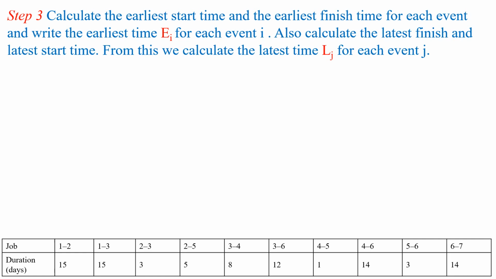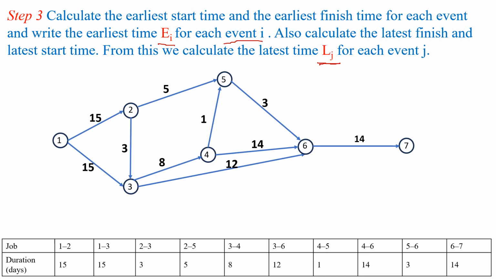Third step is to calculate the earliest start time and the earliest finish time for each event and represent the EI for each event I. Also I have to calculate the latest finish time and start time and represent the LJ for each event J. So this is the network diagram. First we have to determine the earliest start time and finish time.